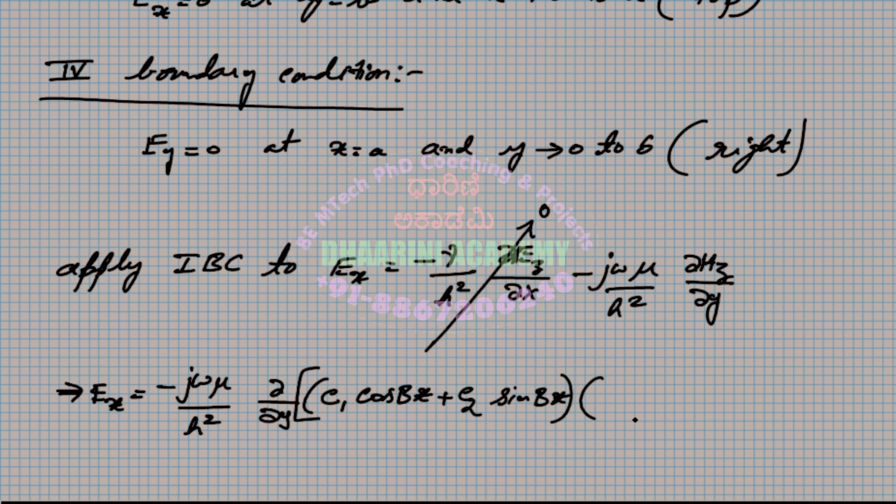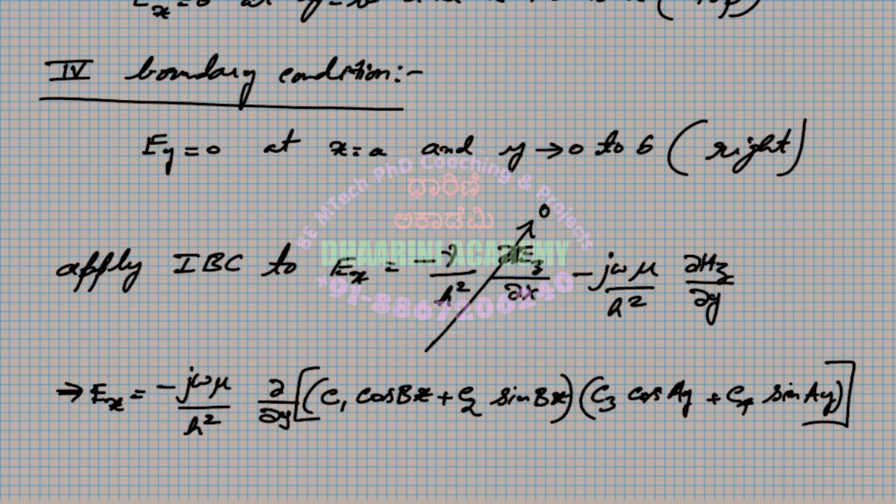First term, take a product with C3 cos ay plus C4 sin ay. Right. So now we can see that x varies, but y is equal to 0. In our case, in this particular first case, y is equal to 0 and x becomes equal to 0. So that's my term here.